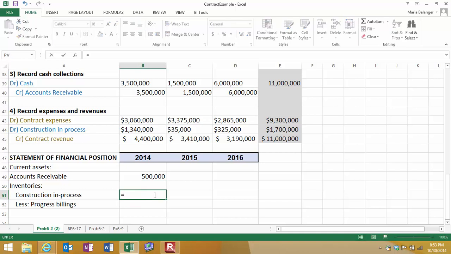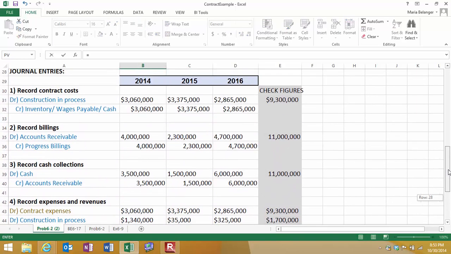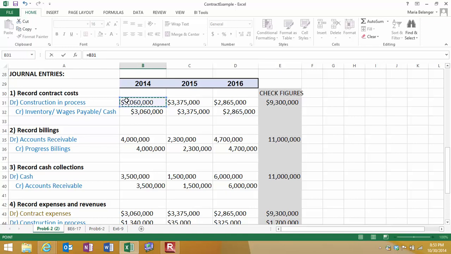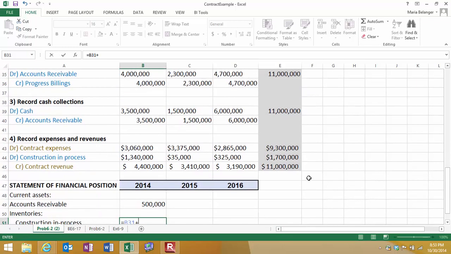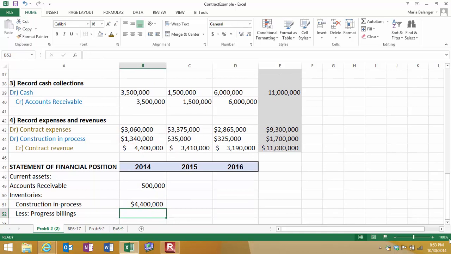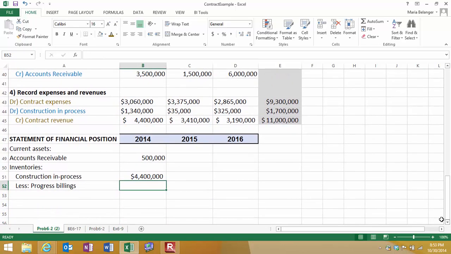Our construction in process comes from our contract costs, so the first journal entry. And then through our journal entry, we added to this account our gross profit from the contract. And that's because our construction in process under the percentage completion method is a hybrid account, in that it tracks not only contract costs, but it also tracks the gross profit. So essentially what this gives us is the revenue, and it reflects the true receivable on the contract.